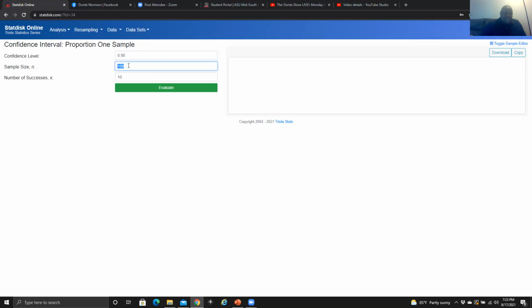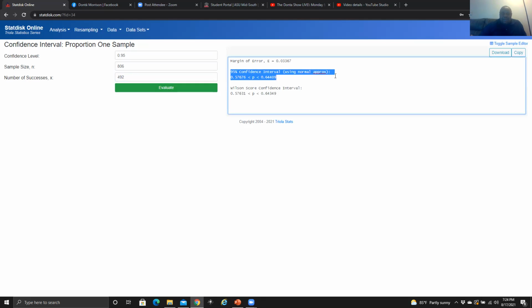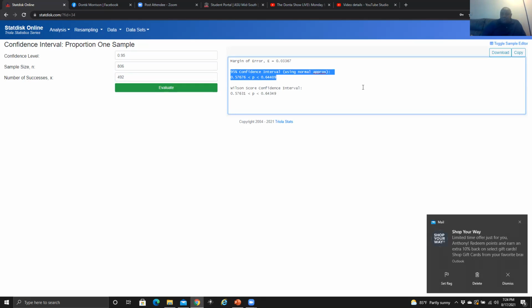And then the sample size, you were told N was your sample size. That's 806. So we'll type that in and then go down to number of successes. They told you X was 492. And then click evaluate. Now, the one we want to look at is the 95% confidence interval using the normal approximation. That's the one we want. And of course, we're told to round to 3 decimal places. So here in this case, the lower limit is 0.577 and the upper limit will be 0.644.